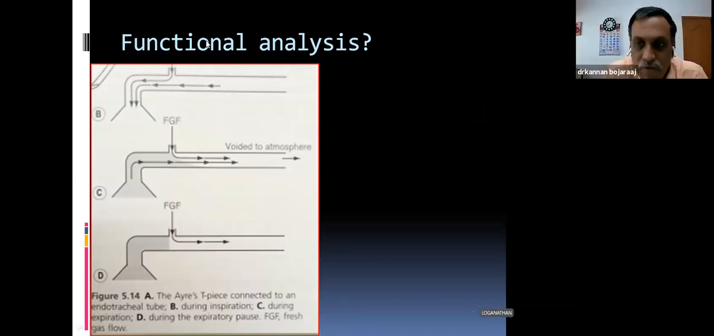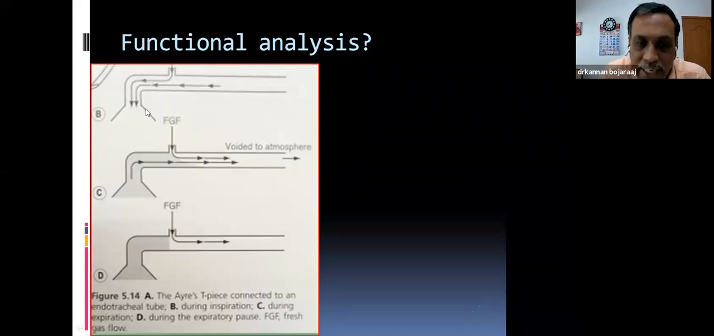See this, picture B is for the first inspiration. For the first inspiration, what I have already explained, and this Bain circuit also, the same thing happens in the pediatric circuit, because D, E, F, all these three systems act as a T-piece system. And the fresh gas flow and the gases present in the reservoir limb come through this.